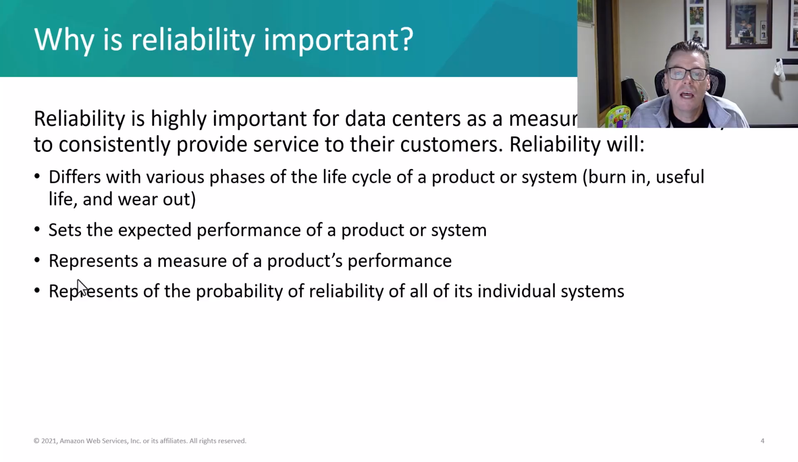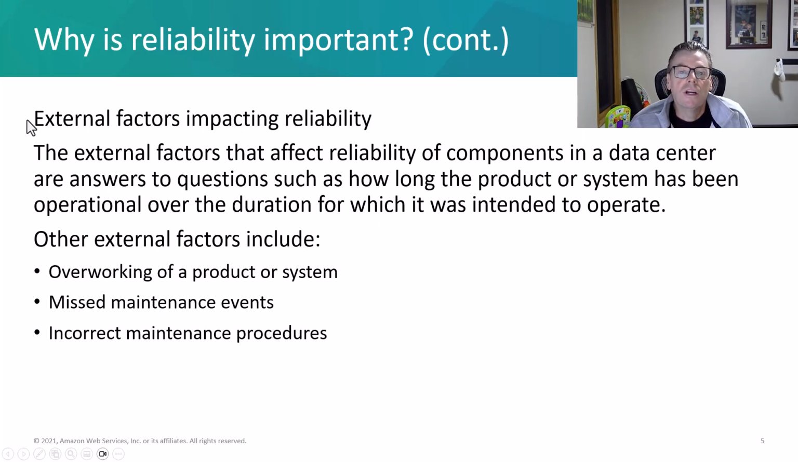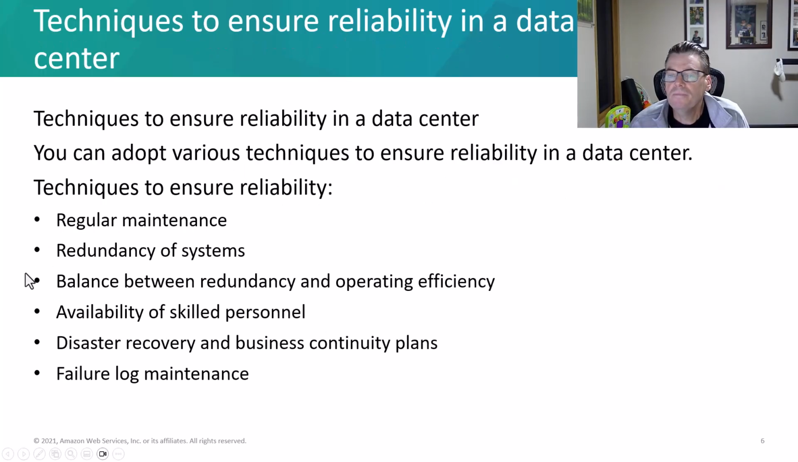Reliability is different than the life cycle phases of a product. It's going to set the expectations for those products, right? We're going to have an expectation of how long this product should last, and it's going to be a measure of performance and reliability of each individual system. External factors that can impact reliability can be things like overworking a product or system, running it too hard, too long, too hot, whatever that might be. Missing maintenance events or doing maintenance procedures incorrectly will have a negative impact on the reliability of our equipment.